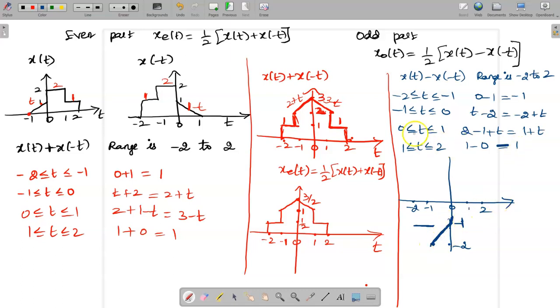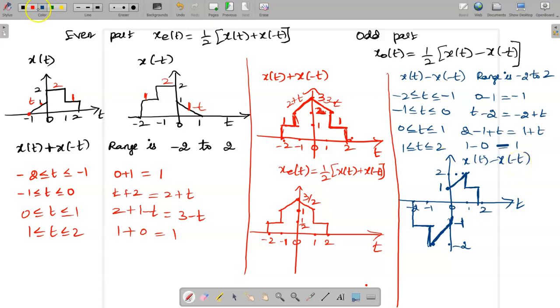And then 0 to 1, what is the value? 1 plus t. So from 0 to 1, you have to start from 1, 1 plus t, like this. And 1 to 2, what is the value? It is 1. So just connect all the dots. Here this is the signal, and again here this is the signal. So this is x of t minus x of minus t.